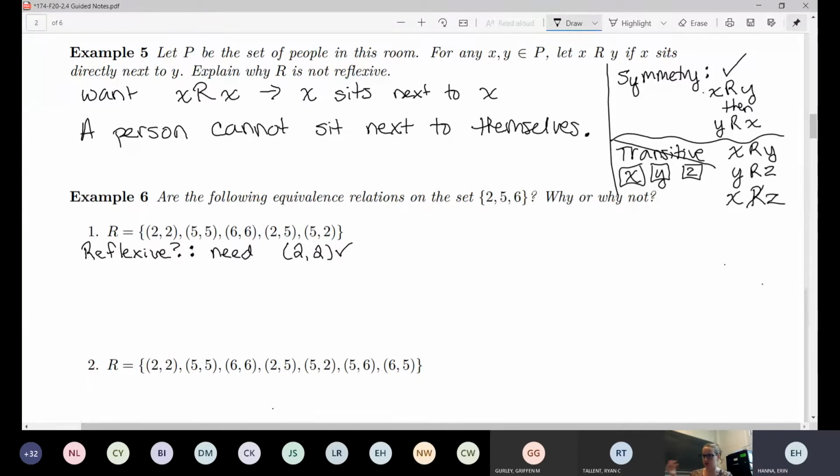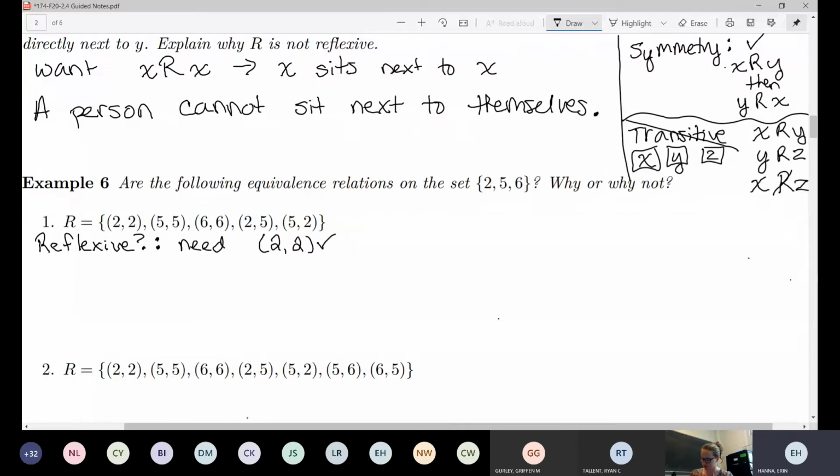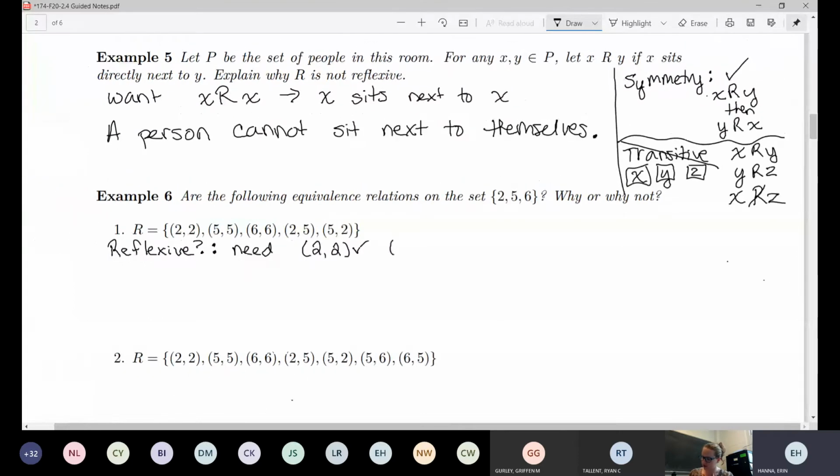There we go. So we would need 2 related to 2, which we have. We would need 5 related to 5, which we do. And we would need 6 related to 6, which we do. Maybe I'm even going to write it like this instead. 2 related to 2, which we have, and 5 related to 5, which we have, and 6 related to 6, which we have. So this definitely is reflexive, so we're good on that piece.